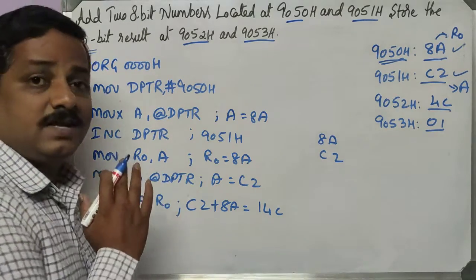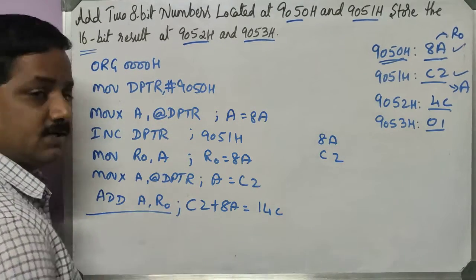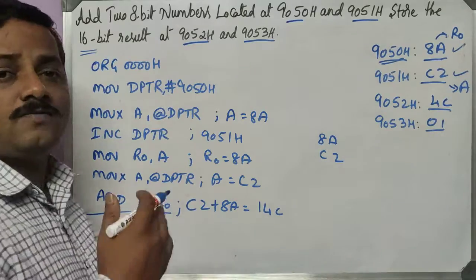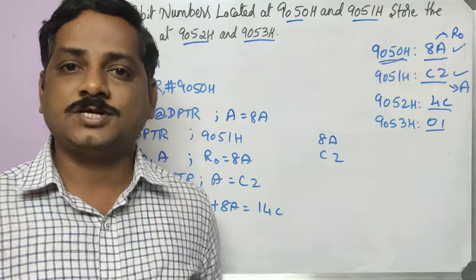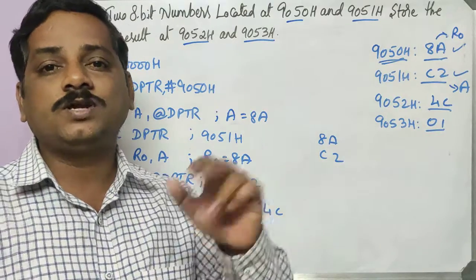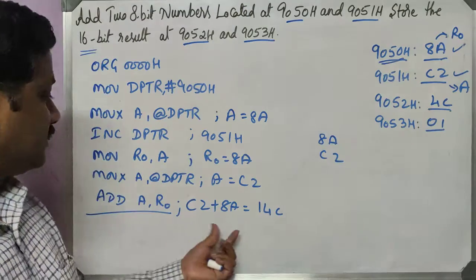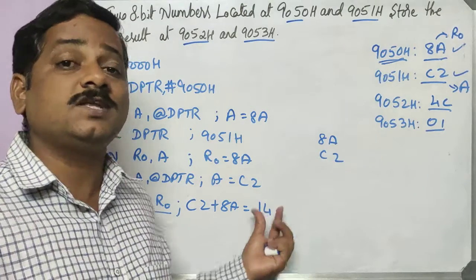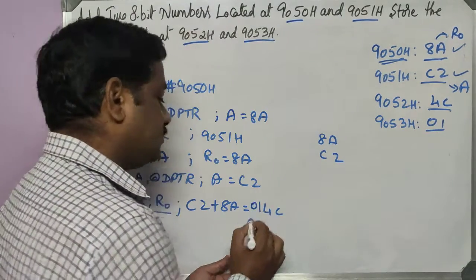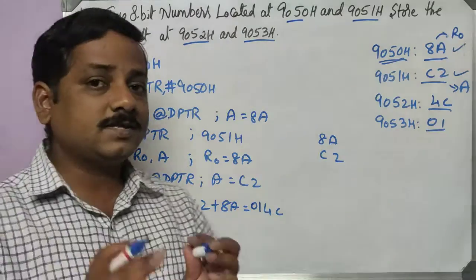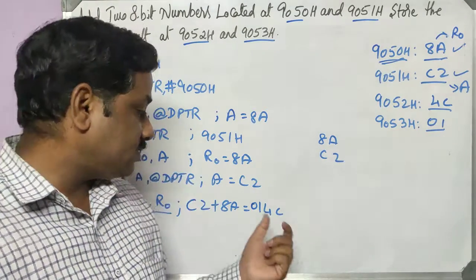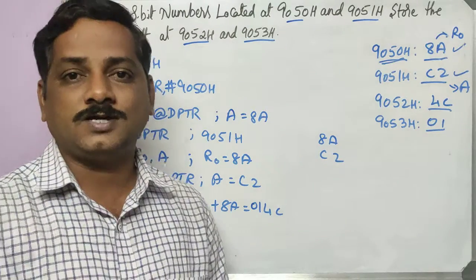So whenever you use an add instruction, or the arithmetic instructions like add, subtraction, division, multiplication, the result will be stored in the accumulator. Here the result is 14C. It is more than 8-bit. You can read it like this, 014C. It's 16-bit data. But the accumulator is an 8-bit register. You can't store 014C in the accumulator.